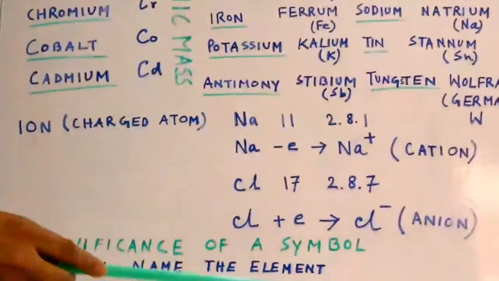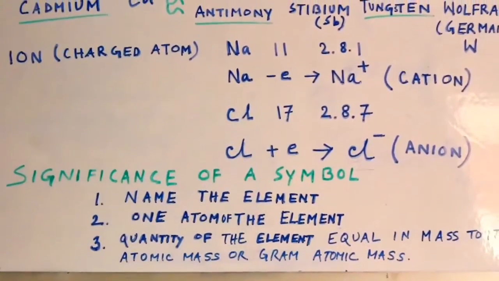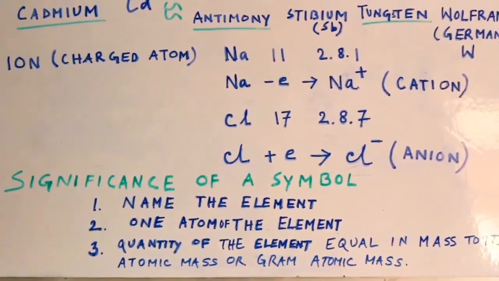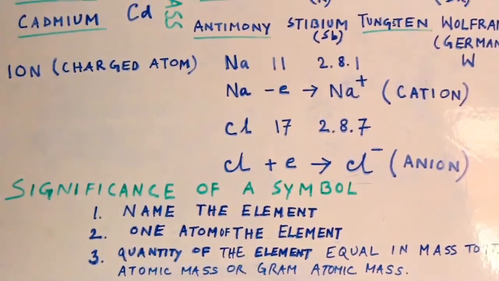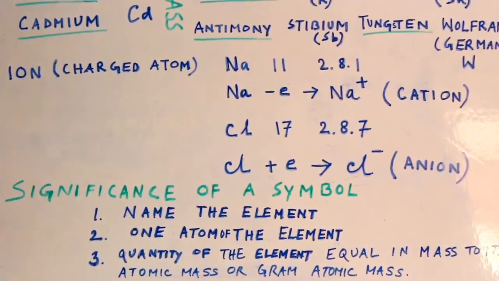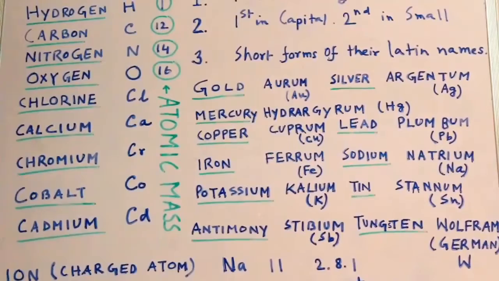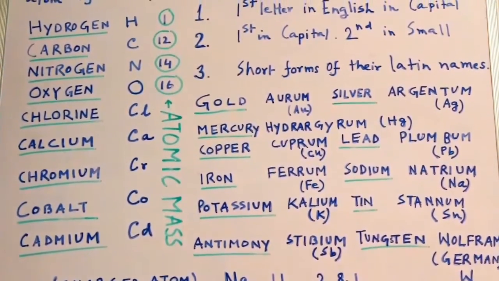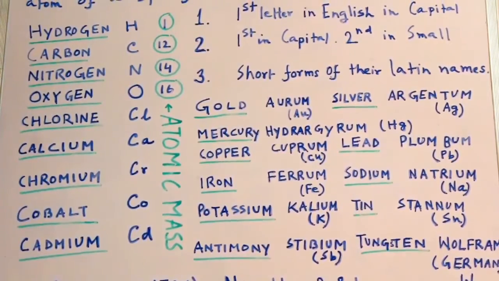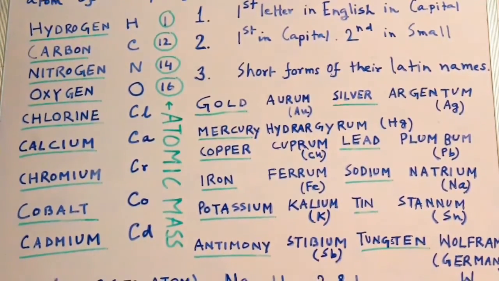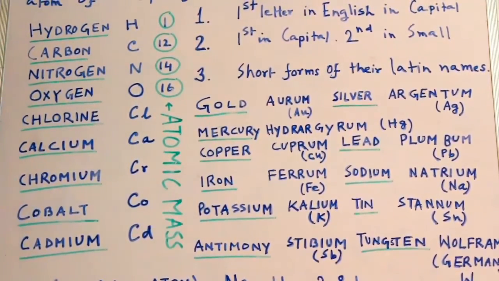Now, what is gram atomic mass? The atomic mass of nitrogen is 14. If I write gram after that atomic mass, that becomes gram atomic mass. That means gram atomic mass is the representation of atomic mass in gram. I have to write gram after the atomic mass, that means 14 gram.